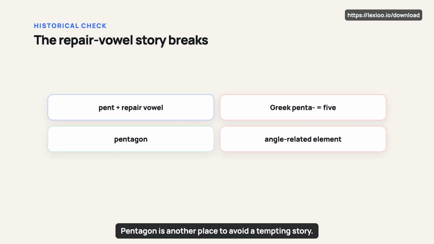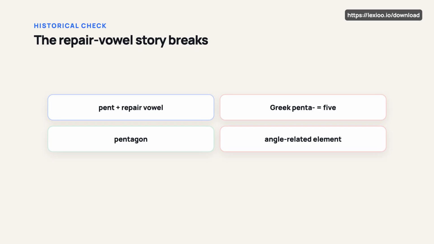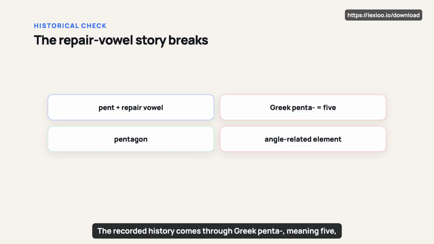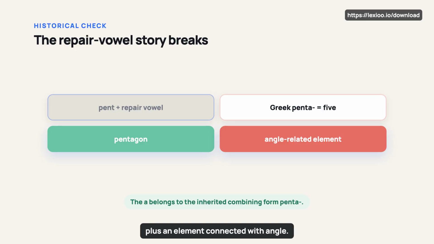Pentagon is another place to avoid a tempting story. Do not imagine modern English taking pent, adding a repair vowel, then attaching gon. The recorded history comes through Greek penta, meaning 5, plus an element connected with angle. The a belongs to that inherited combining form.